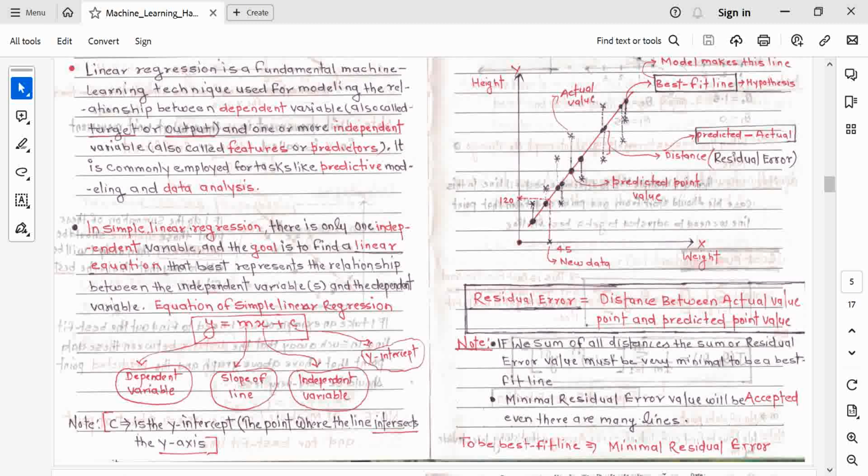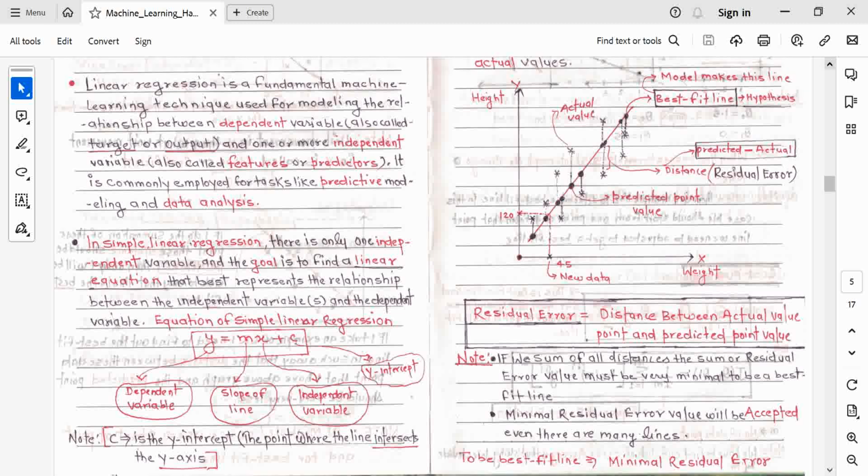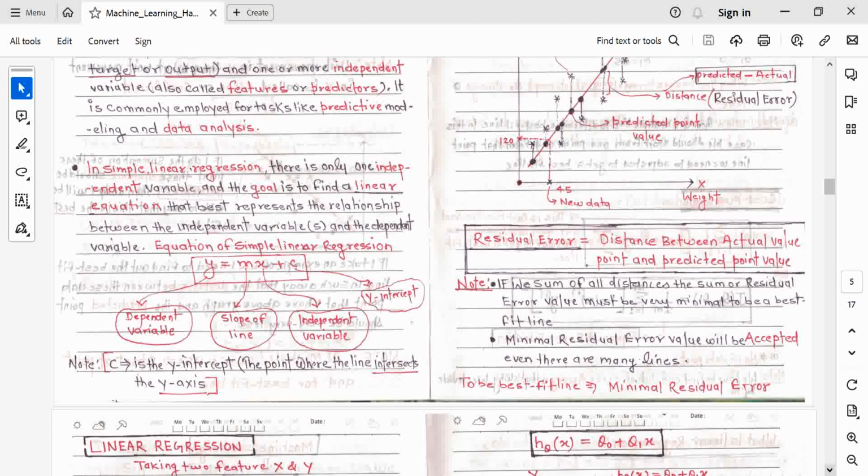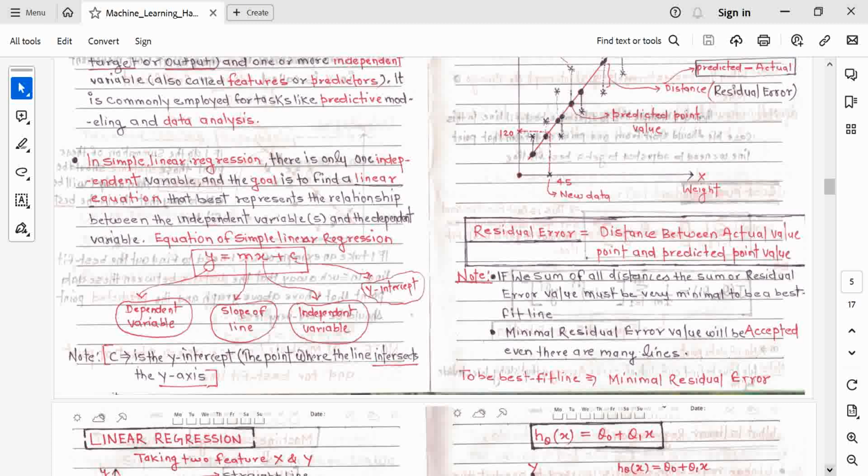So residual error means the distance between the actual value point and the predicted value. We have predicted some points, and the difference between the actual value and the predicted value is known as residual error. We must know about residual error, and I have written some notes here.